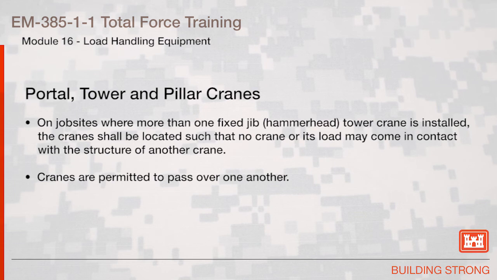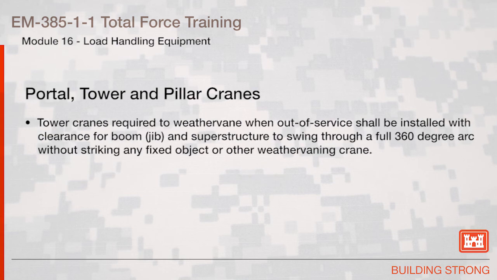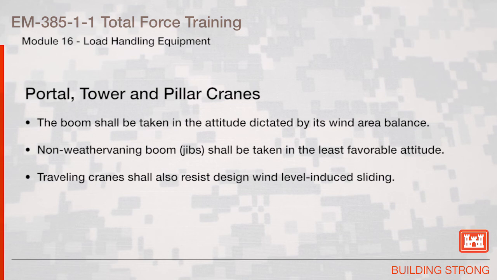On job sites where more than one fixed jib or hammerhead tower crane is installed, the cranes shall be located such that no crane or its load may come in contact with the structure of another crane. Cranes are permitted to pass over one another. Tower cranes required to weather vane when out of service shall be installed with clearance for the boom or jib and superstructure to swing through a full 360-degree arc without striking any fixed object or other weather-vaning crane. The boom shall be taken in the attitude dictated by its wind area balance. Non-weather-vaning booms or jibs shall be taken in the least favorable attitude.